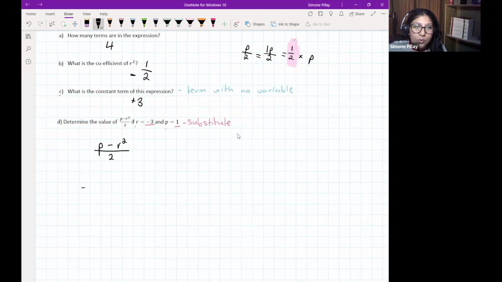Now, if we look at how this would work, they've told us what is the value of this if p is 1. So if p is 1, then this is actually going to be 1 on the top here instead of p. And then we're going to go minus, and instead of r squared, we know r is actually -3. So we're going to put in our r and we're going to square it. And then we have over 2. Now, can you guys tell me what is -3 squared?